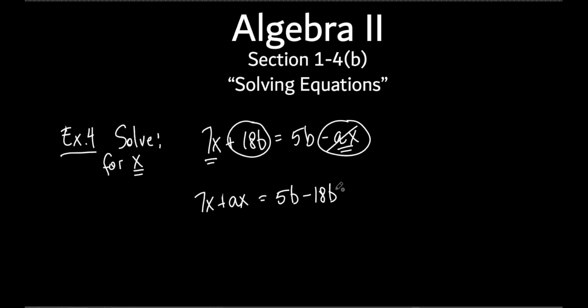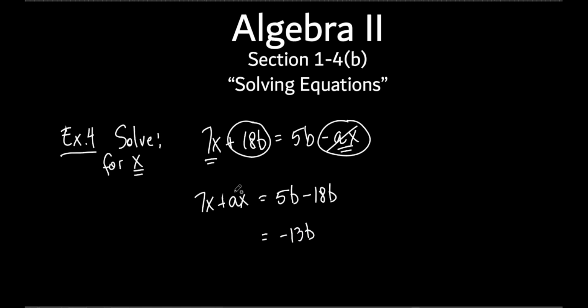Let's do the easy part first, then I'll do the part that's not really that hard. It's an Algebra 1 topic, but it's one that you may have forgotten. So let's do this first. What's this going to give you? 5b minus 18b. Negative 13b. Good.